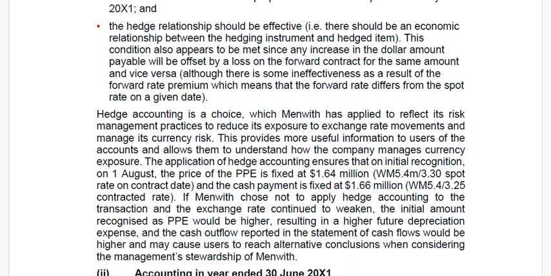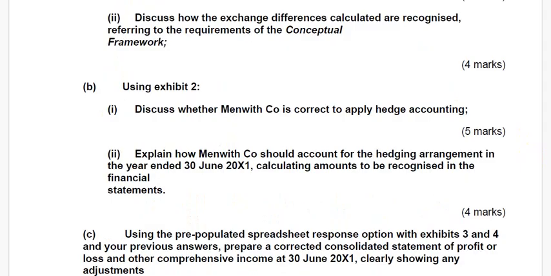We can now move to requirement B. B2, explain how Menwith Co. should account for the hedging arrangement in the year ended 30 June 2021, calculating amounts to be recognized in the statements.